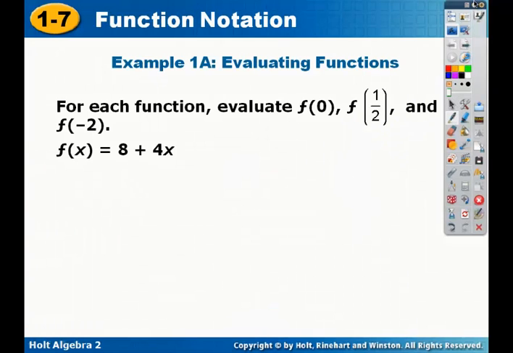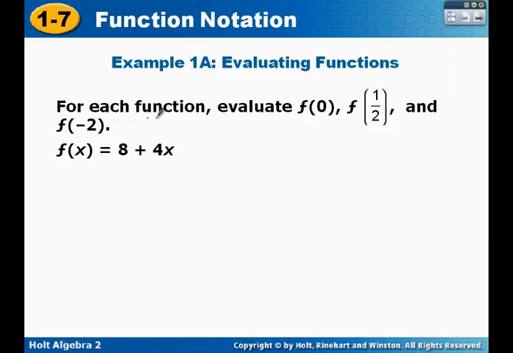Alright, so our last thing that we need to discuss today is function notation. In other words, when I plug in a value, I get something out. So in this case, it says, for each function, evaluate f of 0, f of 1/2, and f of -2. And so really all this is me just plugging in values. So if I have f of 0, that means the x value that I'm plugging in is going to be 0. So 4 parentheses 0, which 4 times 0 is 0, and 8 plus 0 is 8, right?